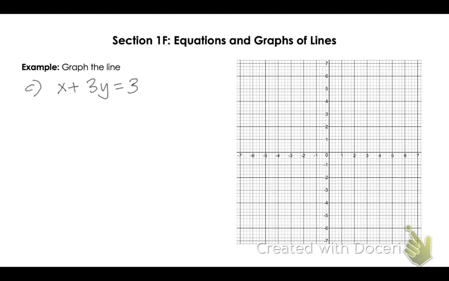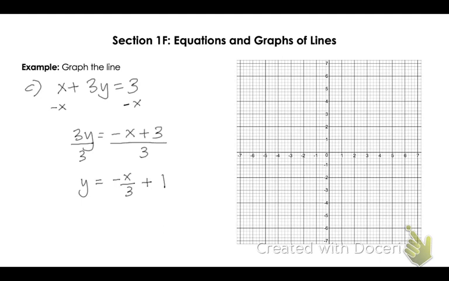So I'm going to solve this equation for y, so it'll look like a y equals mx plus b line. I'm going to subtract x from both sides. So I get 3y on the left, negative x, plus 3 on the right. And then I'm going to divide everybody by 3. Divide both sides. Okay, so we kind of distribute that division over here. So I have negative x over 3 plus 3 over 3, which is 1.